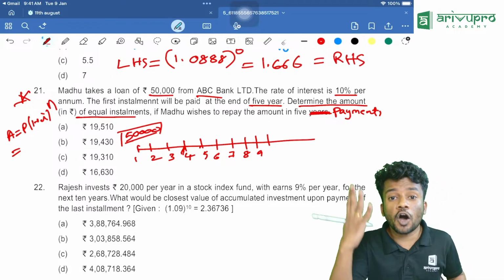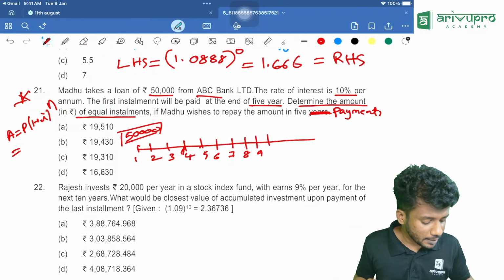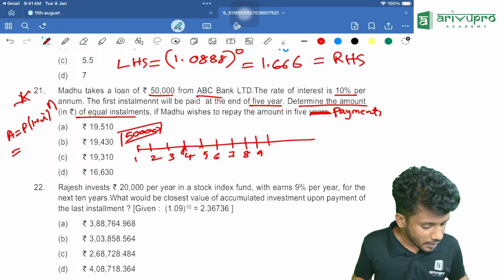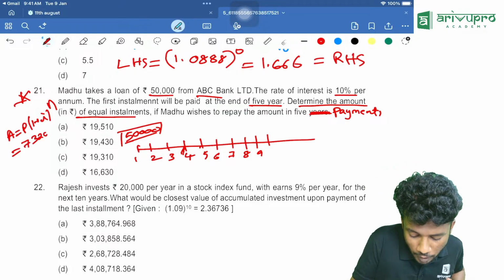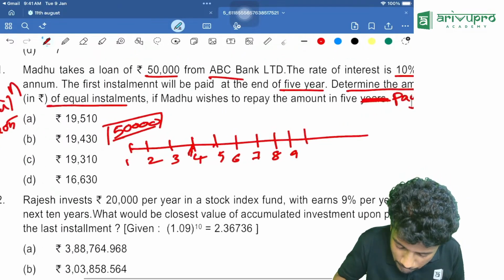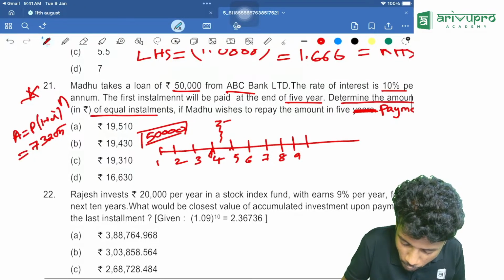1.1 raised to how many years? 4 years. 1, 2, 3, 4, we will type, then multiply it with how much? The 50,000. You will get 73,205. So this is the money which is accumulated as a loan amount at this year.